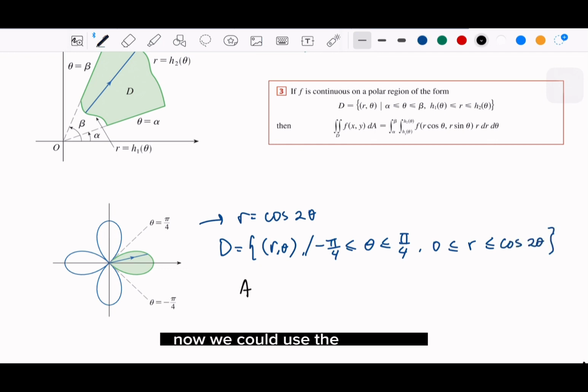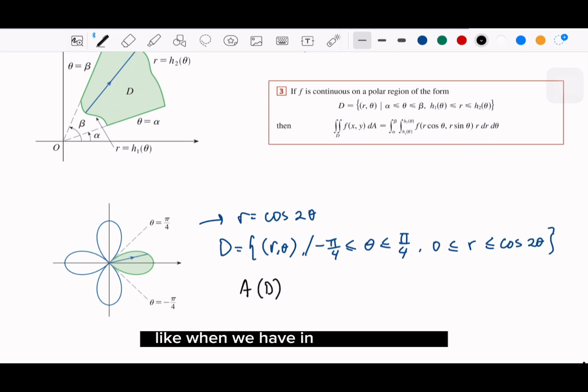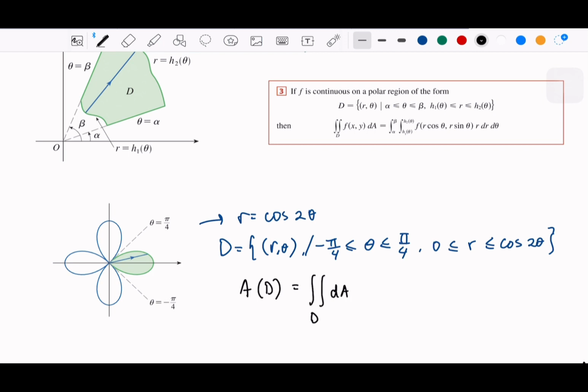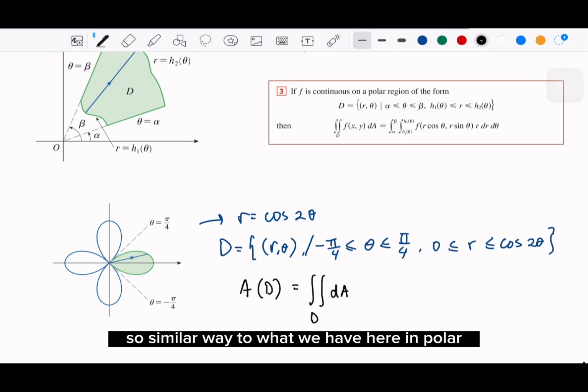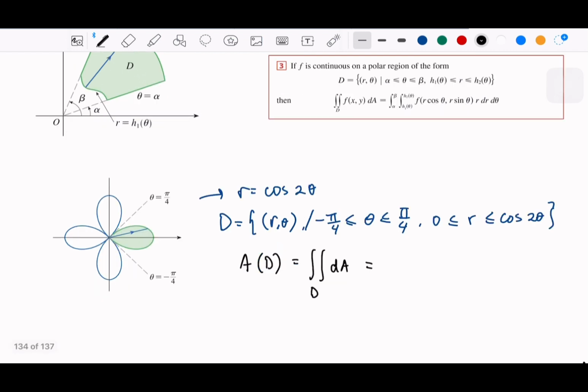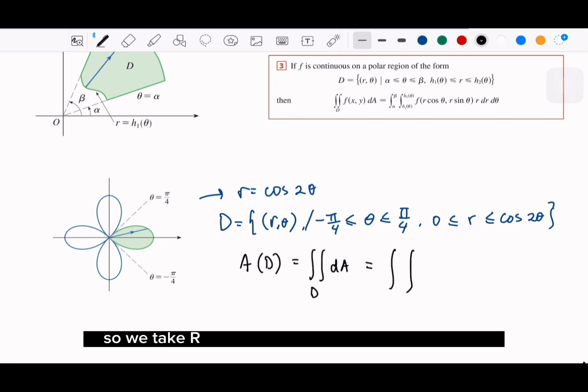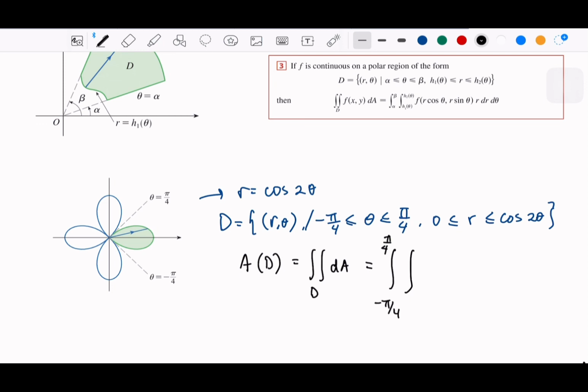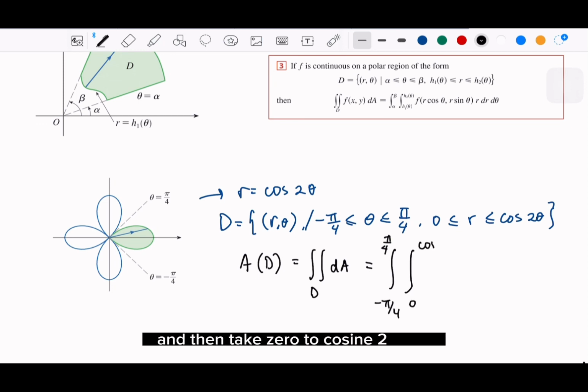Now we could use the definition like when we have in double integral, the previous one, that the area we can define through double integral, and then we just take it dA like that. Okay. So similar to what we have here in polar, we can convert directly and use the given information. So we take theta from negative pi over 4 until pi over 4, and then r from 0 to cosine 2 theta, and then r dr d theta.